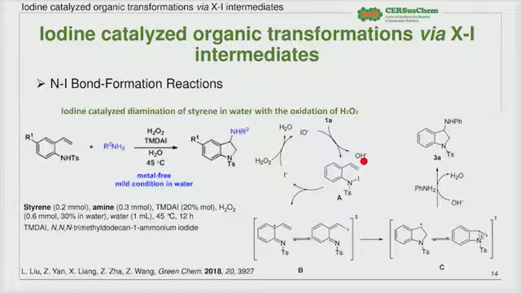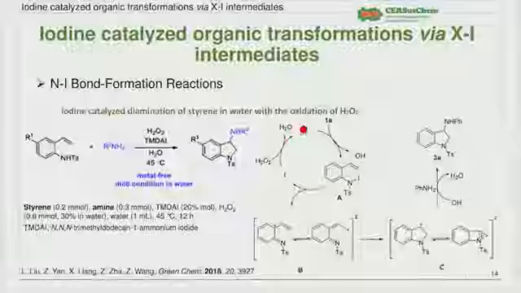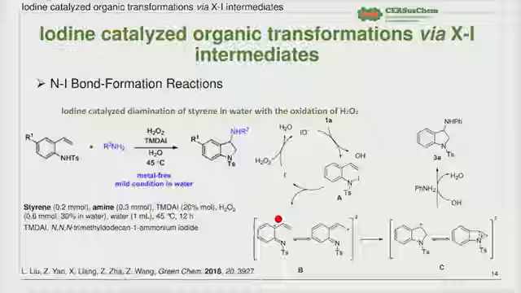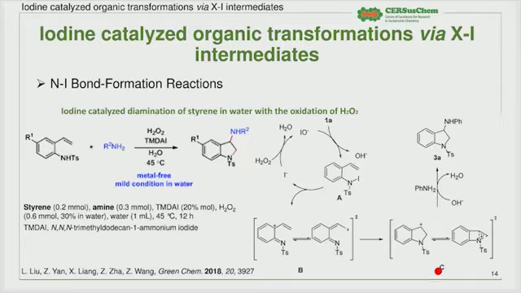Now, that intermediate loses the I- species, which oxidizes back and re-enters the catalytic cycle, generating the species B. Now, species B leads to the cyclization of intermediate C. This intermediate, in the presence of amines, anilines, results in the formation of the final product.